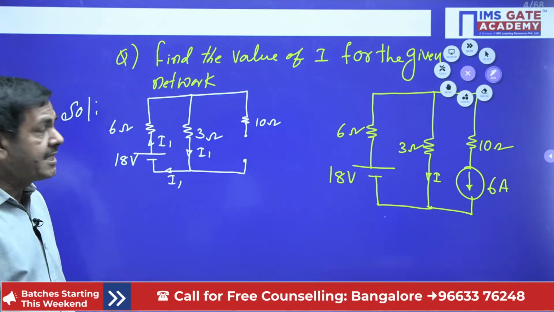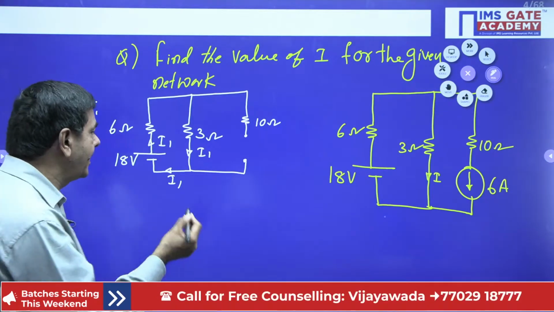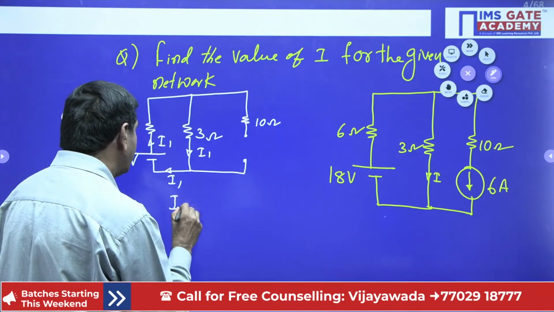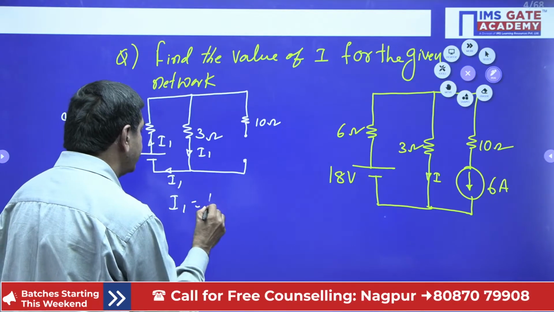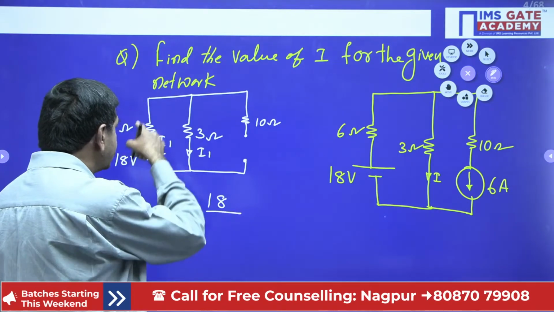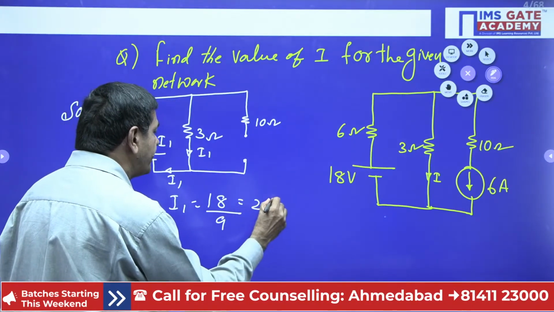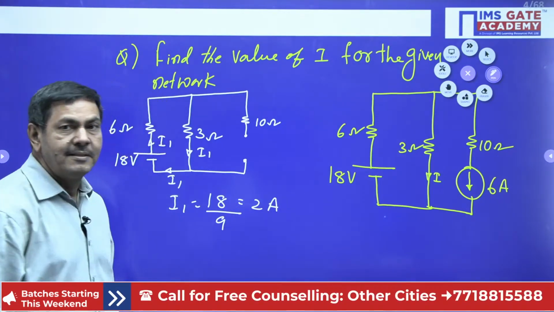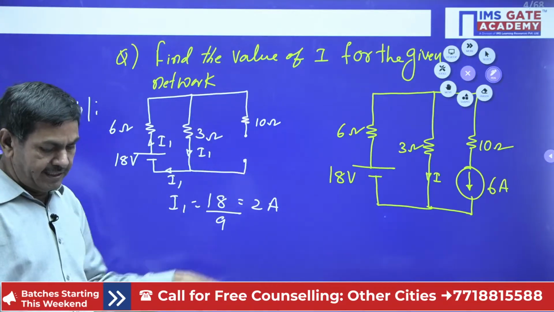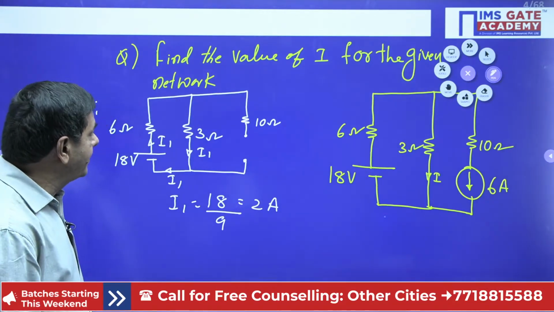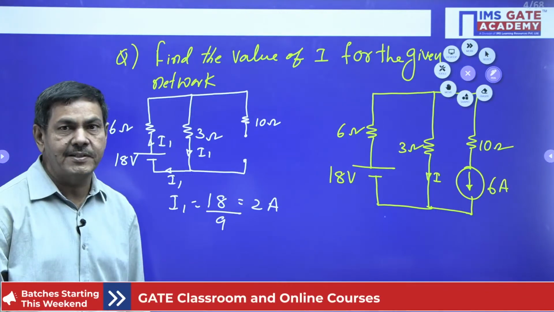By using Ohm's law, I can measure I1 directly. So I1 equals voltage by resistance, 18 by 6 plus 3, which is 9. 2 amperes of current is passing here. It doesn't flow any current this side, since it is an open circuit. Finally, we got 2 amperes in the first case.